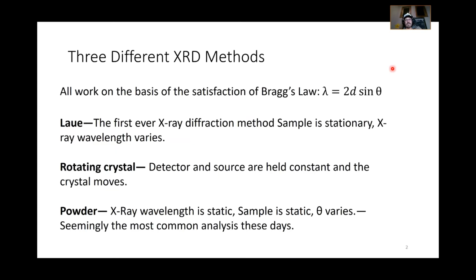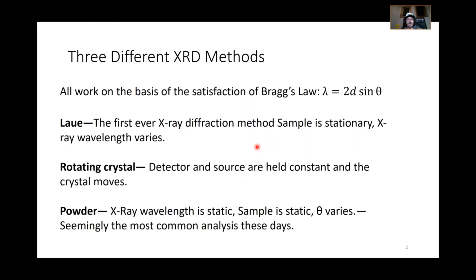So we're going to talk about 3 different XRD methods. This lecture is probably the most practical of the 4 that I give on X-ray diffractometry. They all work on the basis of the satisfaction of Bragg's law in some way, so lambda equals 2d sine theta. Laue is the first ever diffraction method. The sample is stationary, and the X-ray wavelength varies.